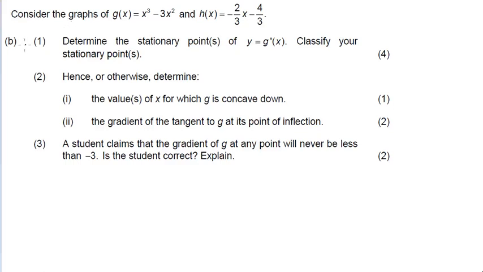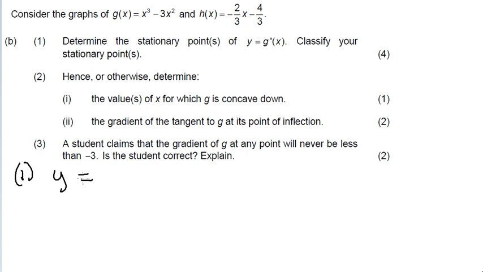Question 9, part B, number 1. It says determine the stationary points of y, which is equal to g prime of x, and then classify your stationary points as either being a local maximum or a local minimum. So in order to do this, we'll first have to get the equation of y, which is g prime of x.